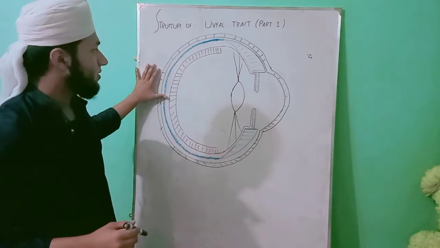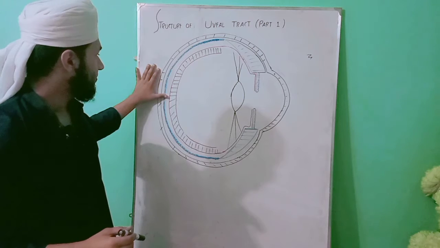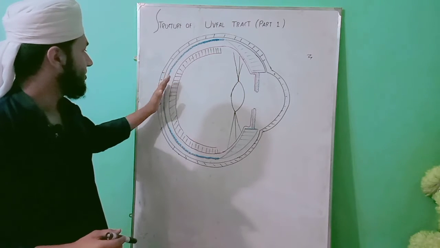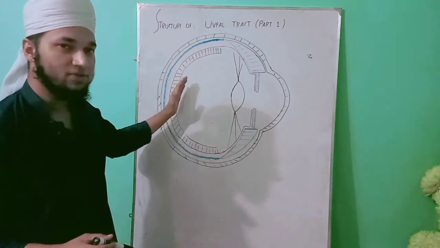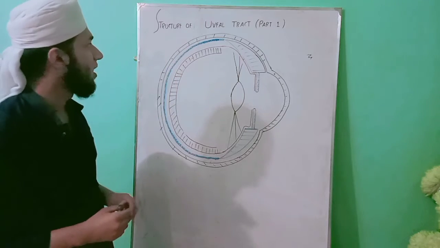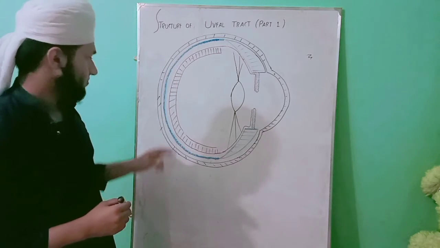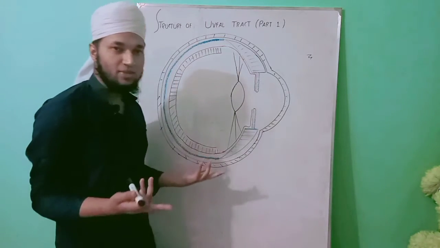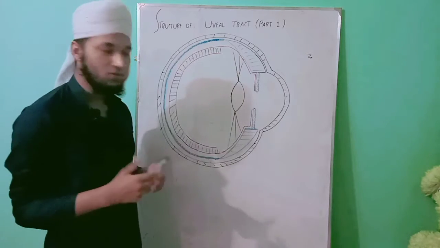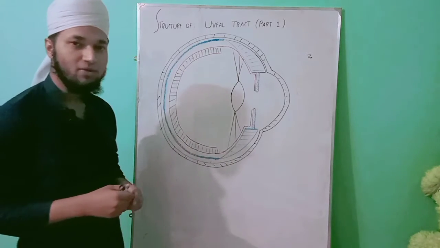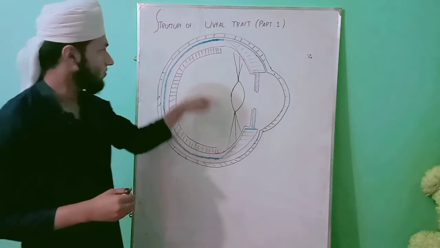So first of all, you should know about the location of the uveal tract. Uveal tract is present between the fibrous coat on the outside and the nervous coat or retina on the inside. This uveal tract has some other names like uvea, uveal layer, or tunica vasculosa and vascular pigmented coat. All these are the names of this uveal tract.